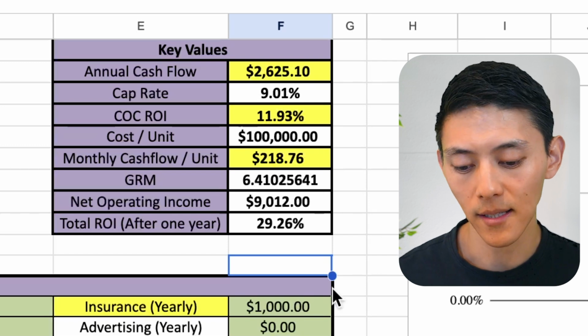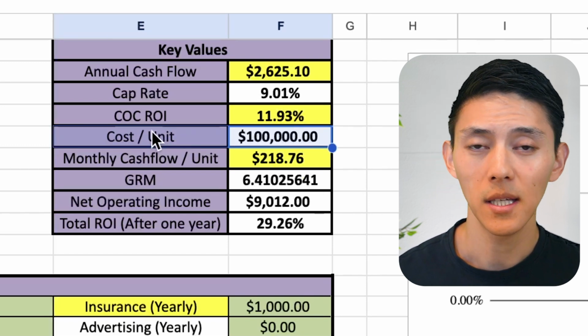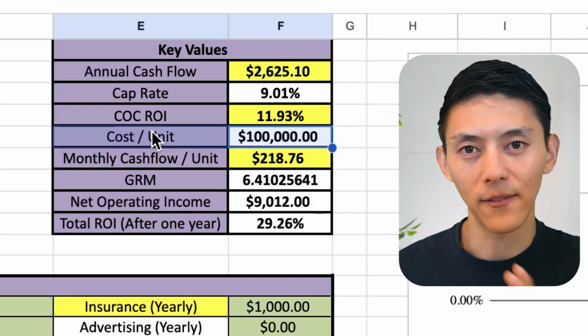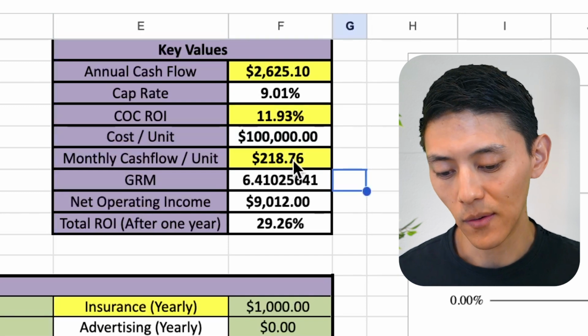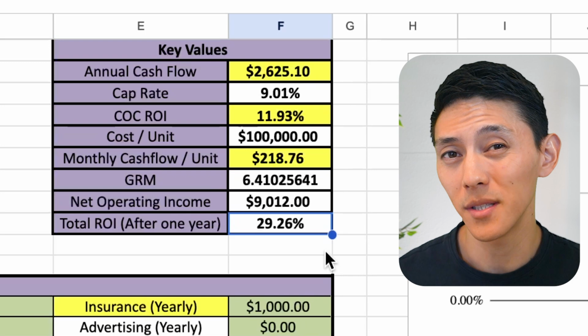Now, since this is a single family property that costs $100,000, your cost per unit is $100,000. If this were a fourplex, then this would be $25,000 per unit. This feature is mostly for multifamily properties. If you're buying a 50 unit complex or a 30 unit complex, you can find out the differences in how much you're paying per unit from this feature right here. Your monthly cash flow is going to be around $218 and your total ROI is 29.26%.